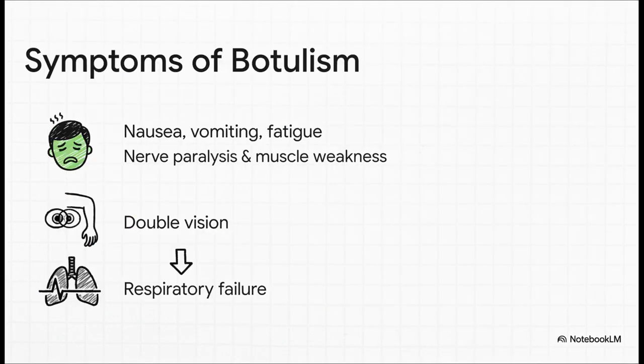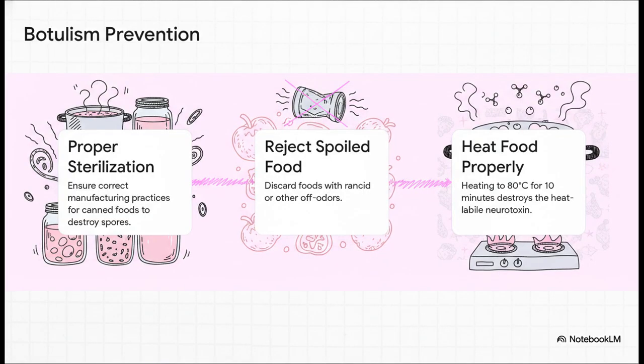The symptoms directly reflect this attack on the nervous system. You see nerve paralysis, muscle weakness, double vision. And eventually, it can lead to respiratory failure as the muscles that control breathing become paralyzed. You can see why the mortality rate is so incredibly high without aggressive medical treatment. Prevention, therefore, is absolutely paramount.